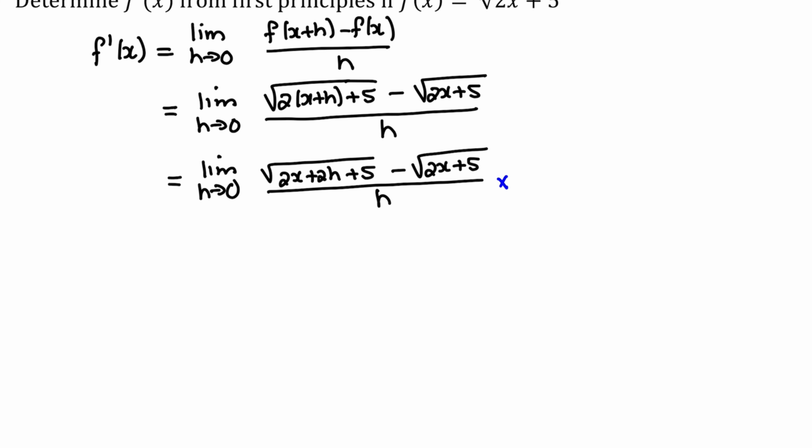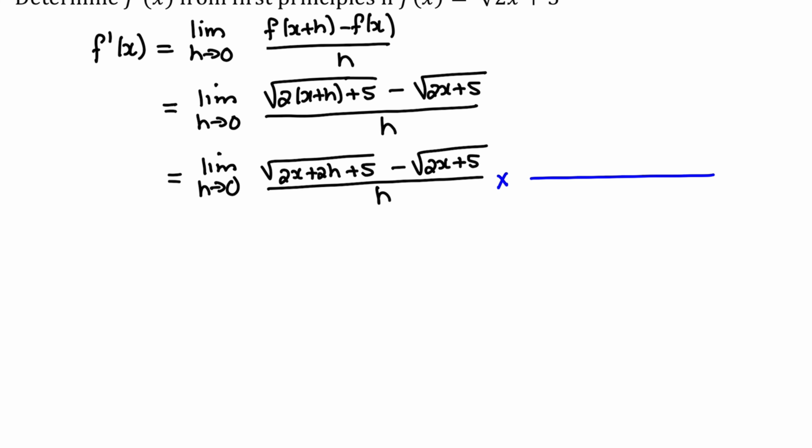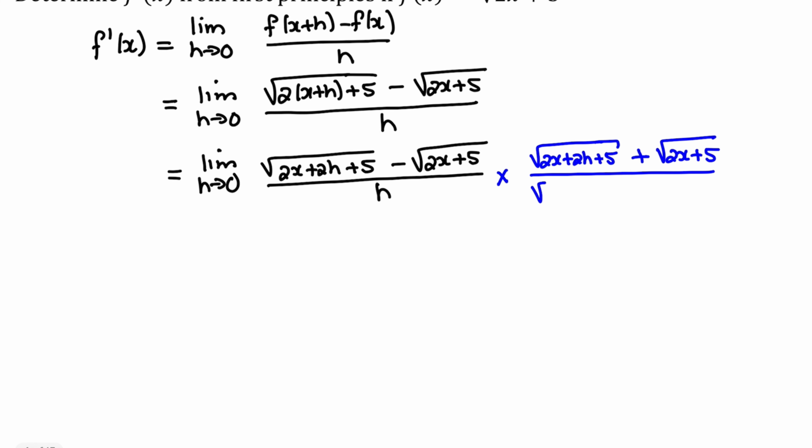And how I do that is I would multiply the whole fraction with another fraction. I'll multiply it with the square root of 2x plus 2h plus 5 plus the square root of 2x plus 5, and in the denominator, I'll have exactly the same. So I'll have the root of 2x plus 2h plus 5 plus the square root of 2x plus 5. So can you see I'm actually just multiplying by 1 because both the numerator and denominator are exactly the same, and therefore this is the same as saying 1 over 1.